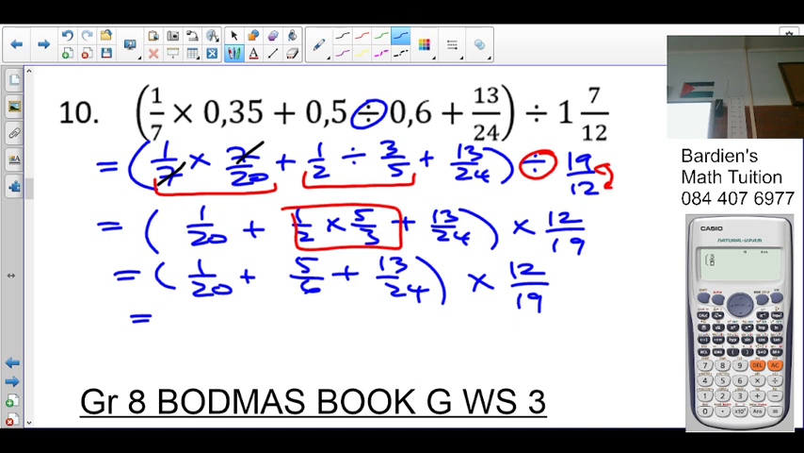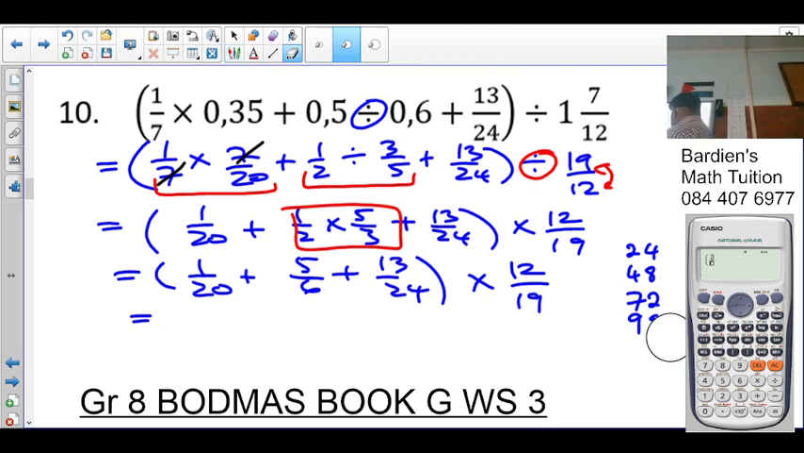Okay, what's the biggest denominator? 24. So it is going in multiples of 24. 24 is 48. 72. 72 plus 24 is 96, no? No, 96. Okay, why are you shouting at me? Yes, I know. So it will give you 120.